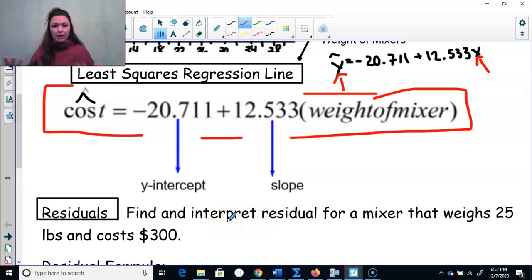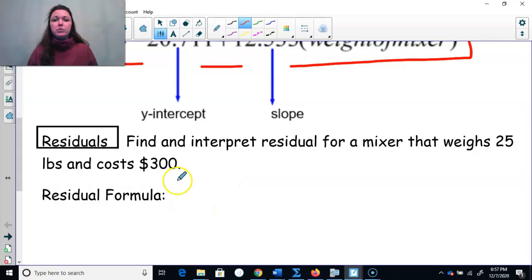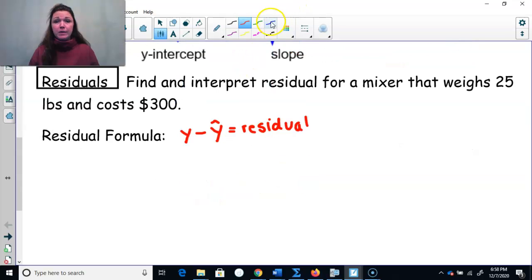And so here's what it might look like. You might see a problem that says find and interpret a residual for a mixer that weighs 25 pounds and costs $300. The first thing that you need to know is what is the residual formula? And the residual formula is y minus y hat. This is going to give us our residual. Okay, so there's some basic steps in order to figure out what a residual is, okay?